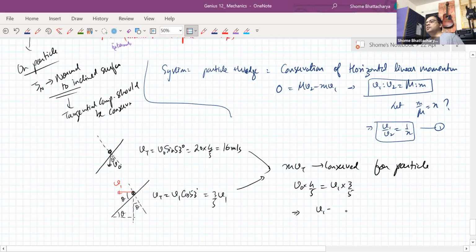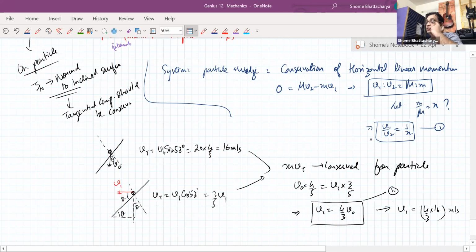So interestingly, it not only changes direction, but the particle speeds up. Its kinetic energy increases, which tells us that probably this is a heavier object. The wedge is probably going to be heavier. Let's see what comes out. So in this case, V1 comes out to be 4 by 3 of 16 meters per second. Now you connect that with equation number 1, and that will give you the value of V1 in this.